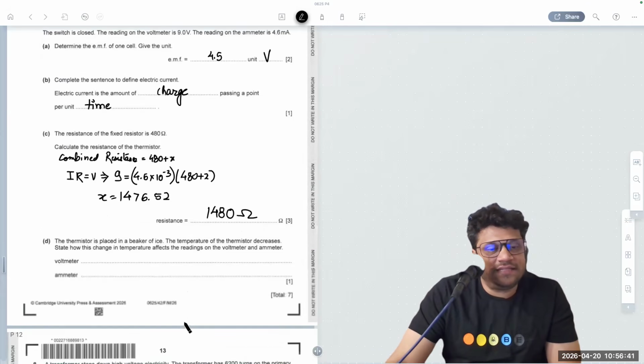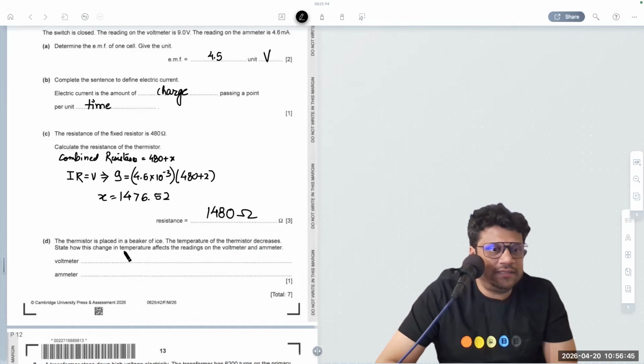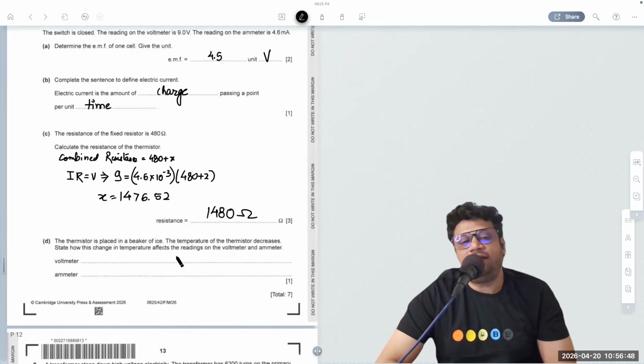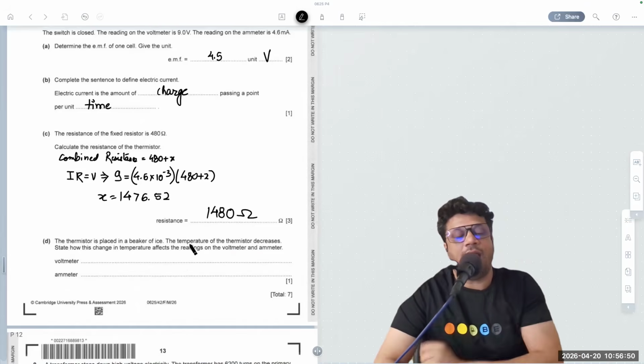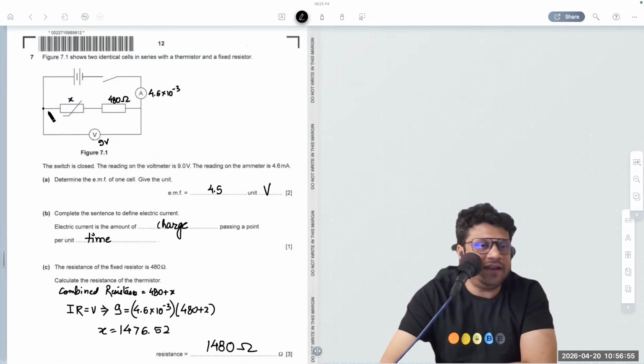The thermistor is placed in a beaker of ice. The temperature of the thermistor decreases. State how this change in temperature affects the readings on the voltmeter and the ammeter. See, the voltmeter is connected on those two terminals. Whatever happens to the resistance or the temperature of the thermistor, it is not going to change the overall voltage. If it's 9 volts provided by the battery, these guys are still going to get 9 volts for sure. There's going to be no change in the voltage.